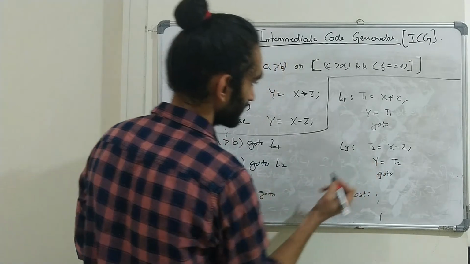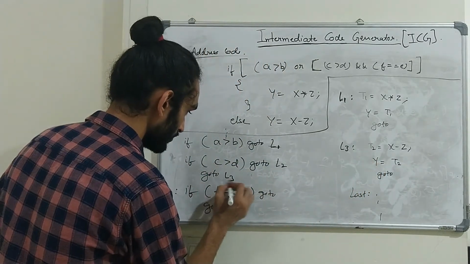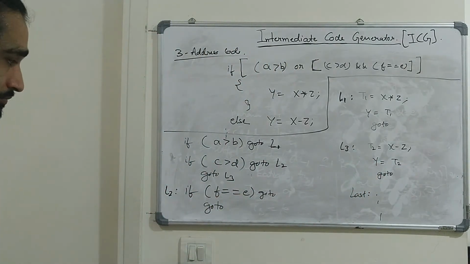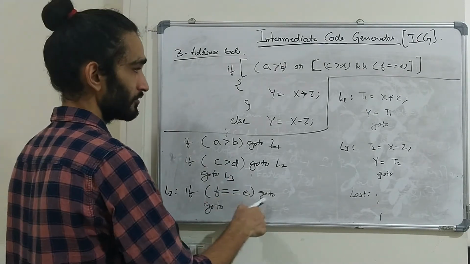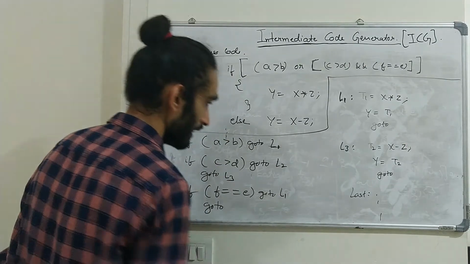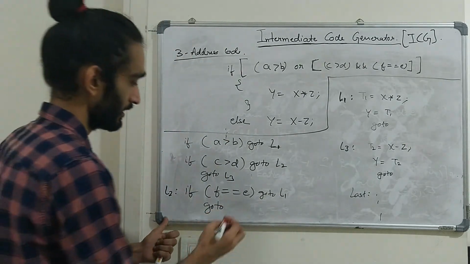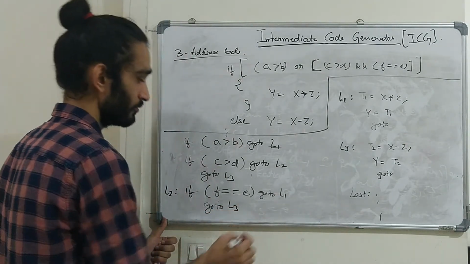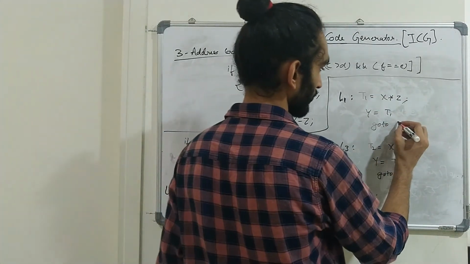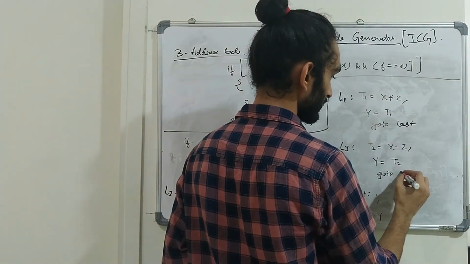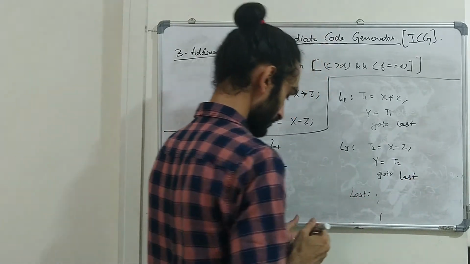So let's say I'm writing this as a T3, L3, go to L3, right? So if this is true, this is going to come in here. If this is also true, again I'm going to come to L1. If this is not true, then again where I need to have, go to L3 here, right? So after executing this, what I'm going to write here is go to last.